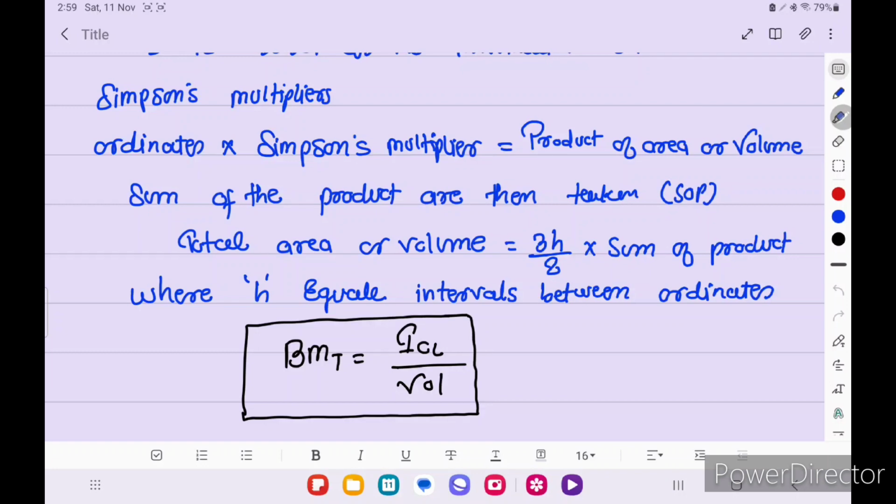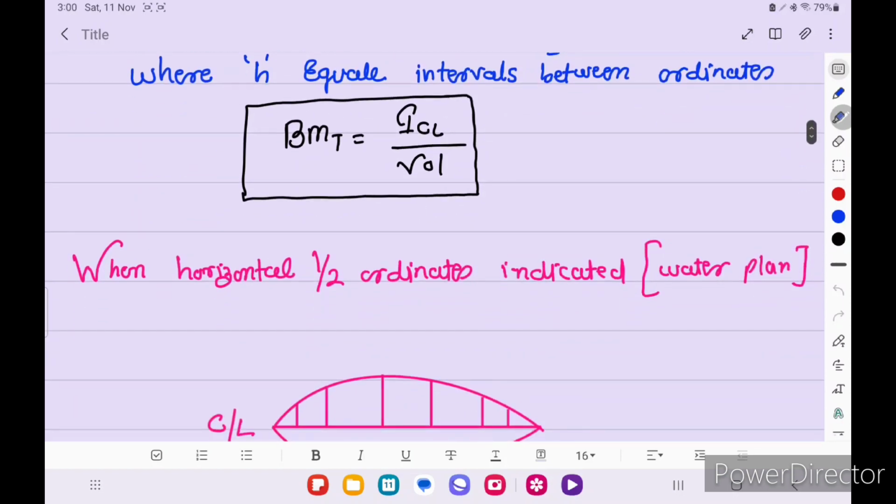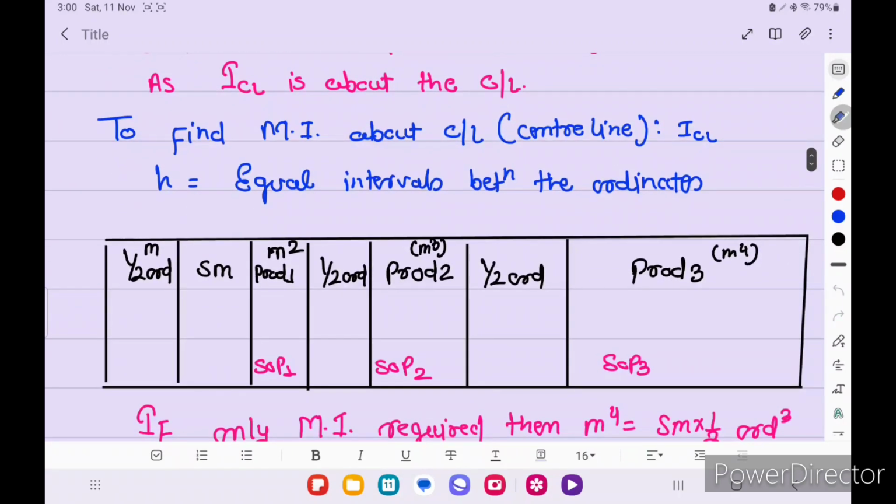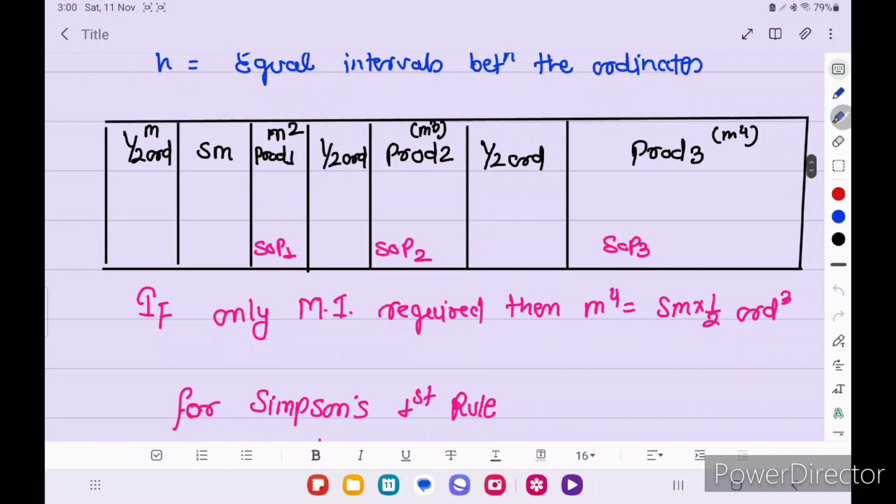The BM transfer formula is BM transfer is equal to I center line upon volume. When horizontal half ordinates indicate the water plane, we use the first half ordinate for calculating the moment of inertia about the center line, ICL, as ICL is about the center line. To find the moment of inertia about the center line ICL, h is the equal interval between the ordinates. So this is the way we draw the diagram and we'll solve this.